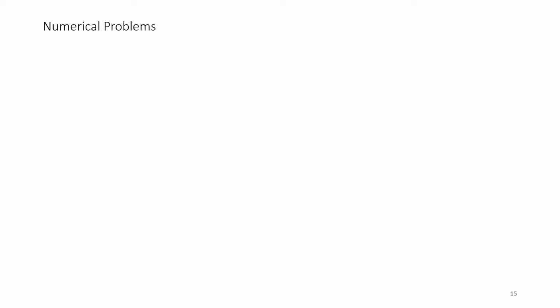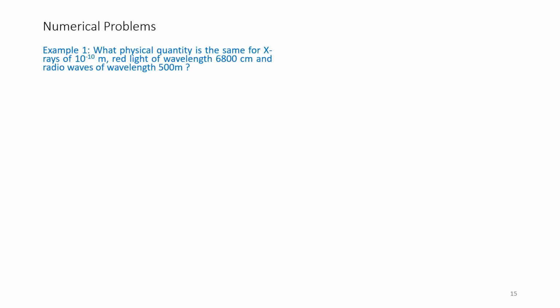Now let us take up worked examples. Example number 1. What physical quantity is the same for X-ray of wavelength 10 to the power of minus 10 meters, red light of 6800 angstrom, and radio wave of wavelength 500 meters? So different wavelengths have been given and he is asking what is the same.